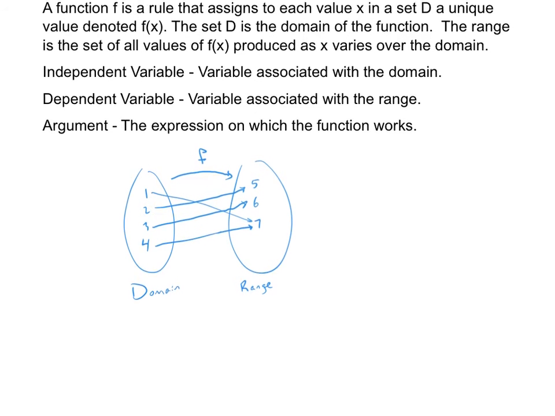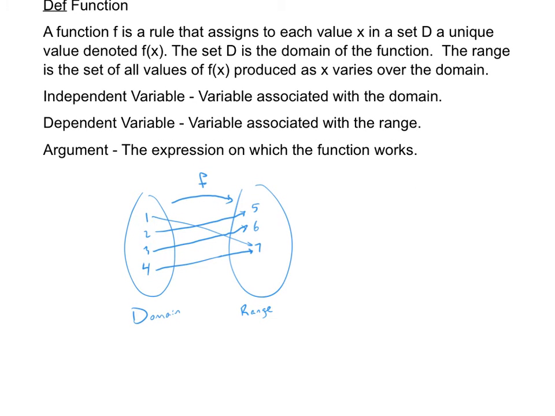Every element in the domain corresponds to a value in the range. No element of the domain maps to multiple entries in the range. So if I had 4 mapping to both 6 and 7, then what I've got would not be a function. I can have things in the range come from different elements of the domain and still be a function. Okay, that's one way to look at a function.